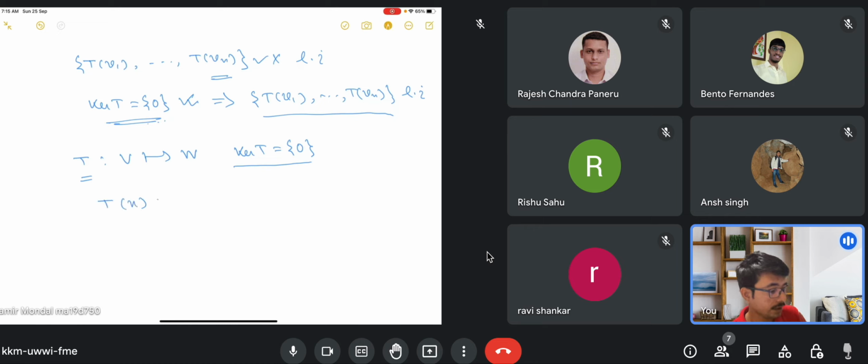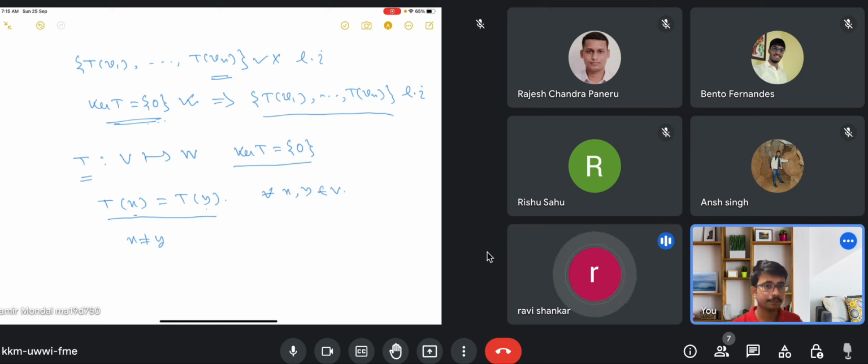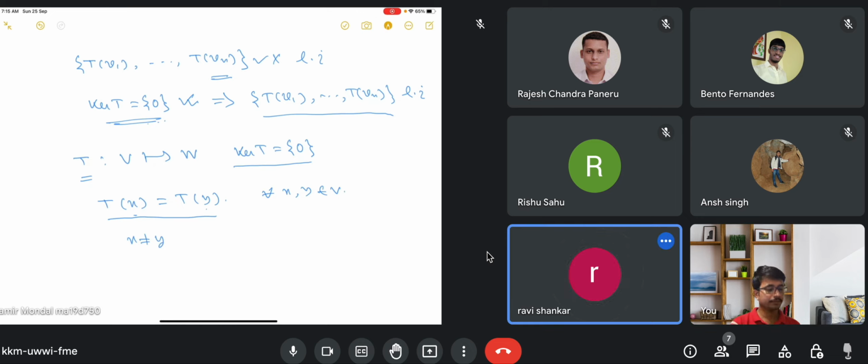Okay, so try to solve this one. If T of x equals T of y, for all x, y belonging to V, what can we say about T? This is my hint. What can we say about x and y? Is it possible that x is not equal to y and these two images are the same under this condition? Is it possible? Not possible, sir. Why?